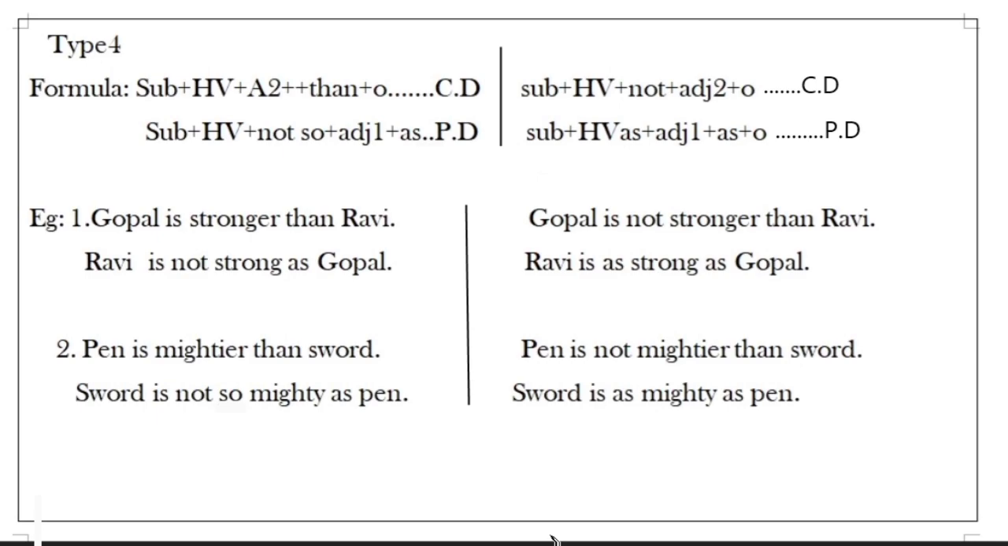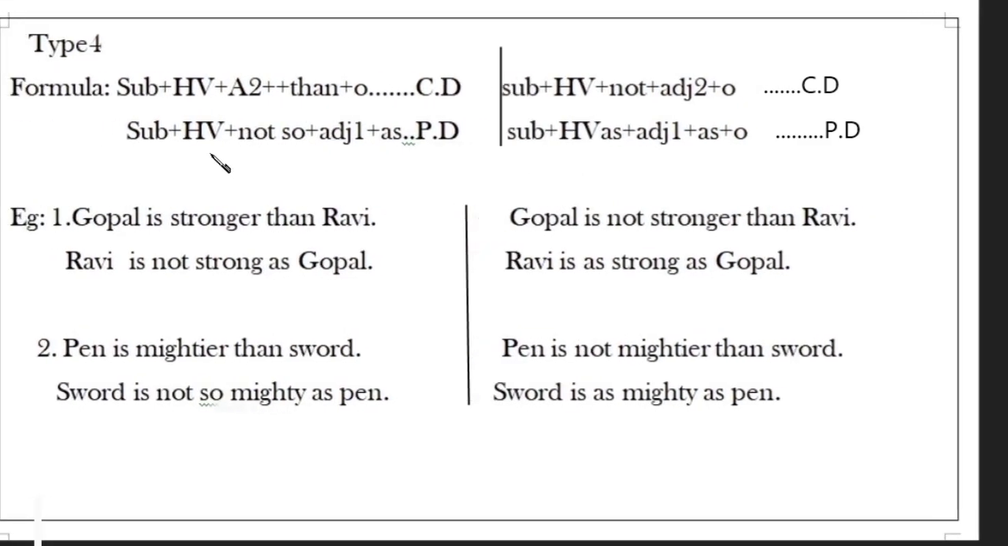At that time, we have to follow the cross formula. What is that cross formula? In this type 4, I am giving the first structure in comparative degree: subject, helping verb, adjective 2, then object. It is comparative degree. When the comparative degree is in positive form, that positive degree we have to write in negative form.